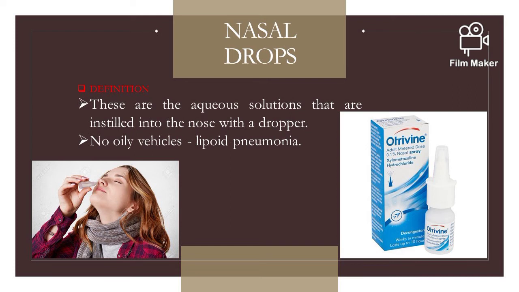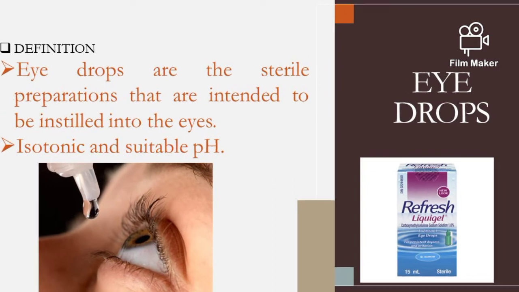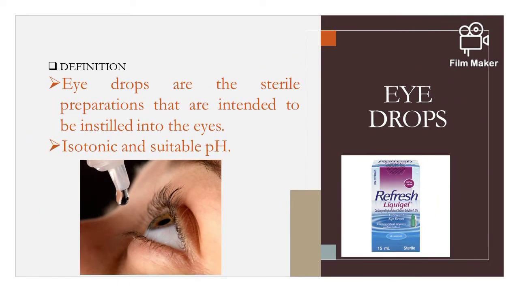Next is about the eye drops. The definition for eye drops: eye drops are sterile aqueous preparations that are intended to be instilled into the eyes. They are isotonic and their suitable pH should be maintained. The example is Refresh liquid gel, which is made up of carboxymethyl cellulose sodium solution.